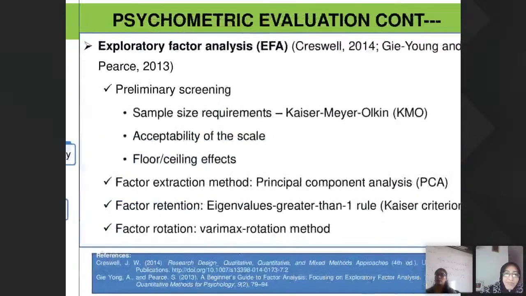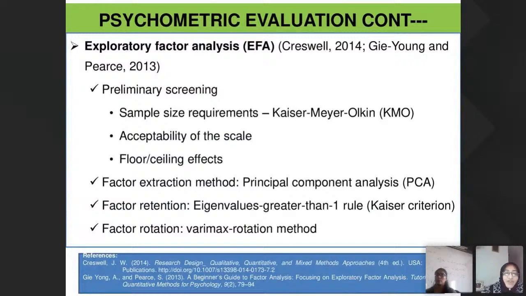Eh? Okay. So a little bit explanation on the psychometric evaluation for the construct validity using the exploratory factor analysis. I hope I still have the time. I try to squeeze everything in 1 hour, moderator, ma'am.